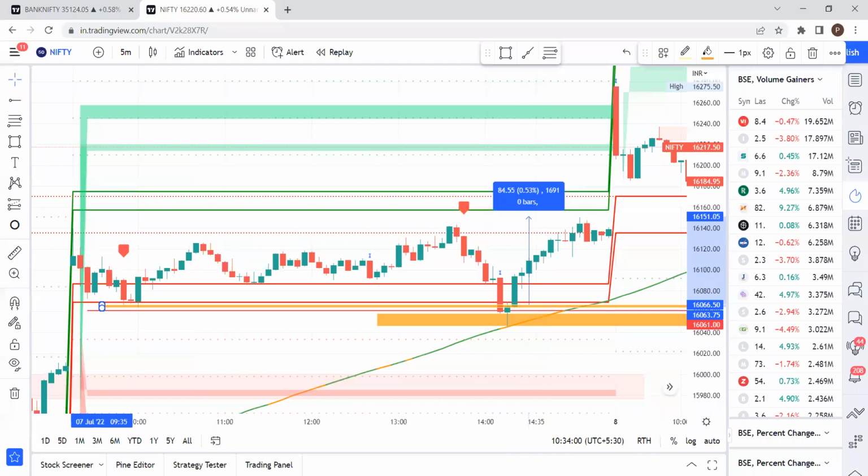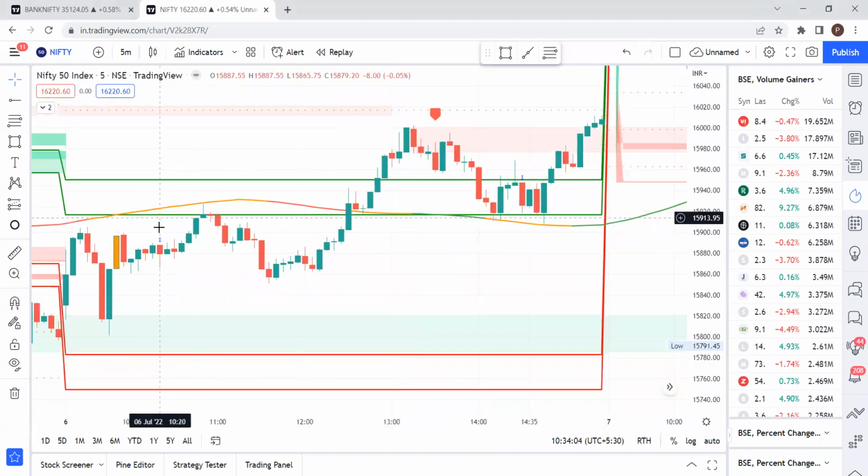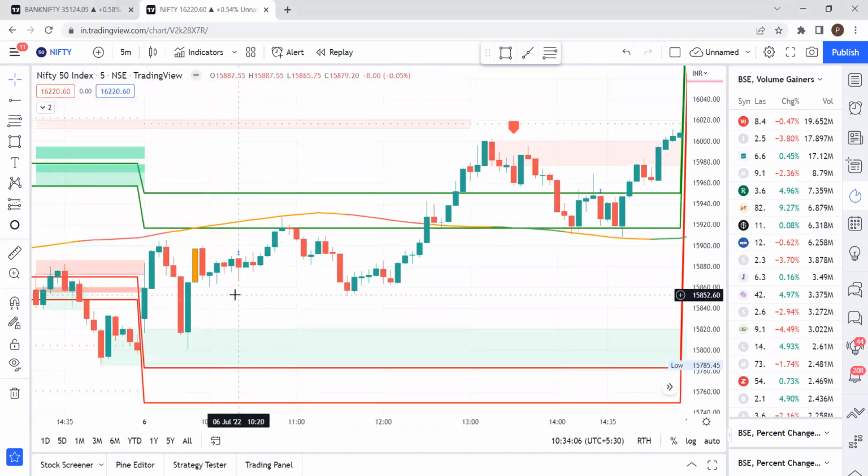Okay, so let's go back here. In this case, we have to take a reversal candle, right? We have to take a reversal candle for the trade. So this one is going up. And this candle, see this candle, it has a green wick on the top. It is not a red wick. It is a green wick. So there is a possibility of it going above again.